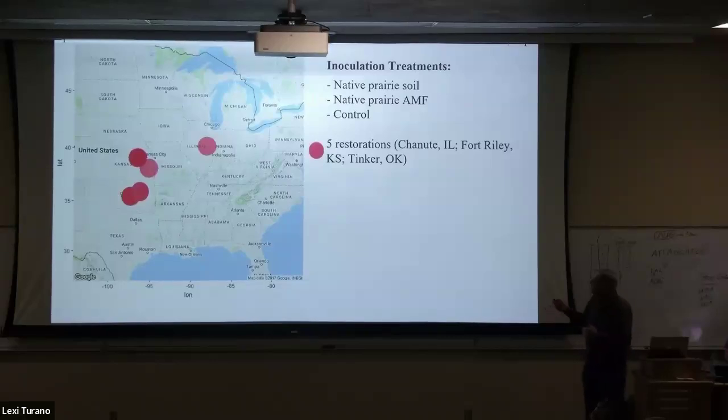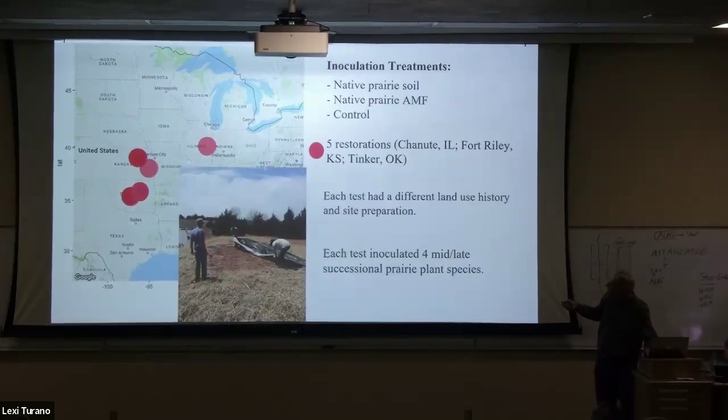And so we had 5 restorations at 3 different locations, and consistently, across all of them, we inoculated with native nearby prairie soil, we cultured out nearby native mycorrhizal fungi, or we didn't inoculate. Those are the 3 treatments. And each of these sites had a very different land use history and site preparation. Some of them used solarization, some used herbicide, some didn't have site preparation.